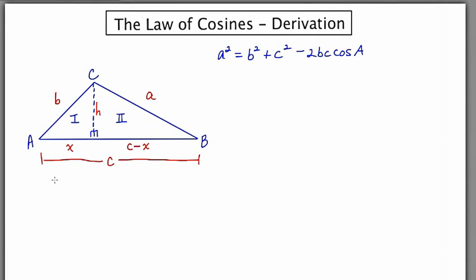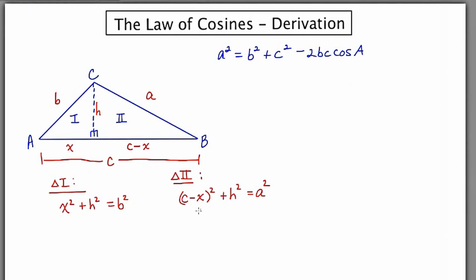Okay, starting with triangle 1. I'm going to use the Pythagorean theorem, and I'm going to say x squared plus h squared is equal to b squared. Easy enough, right? Now I'm going to move to triangle 2. This is going to get a little more complicated. Now one of my legs is c minus x. So it's going to be (c minus x) squared plus h squared is equal to a squared.